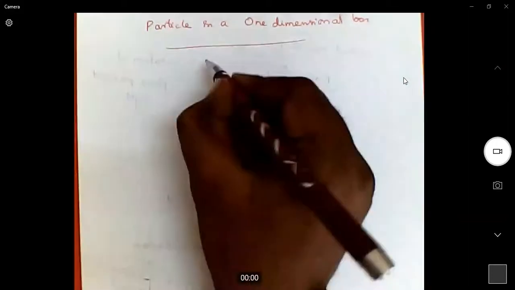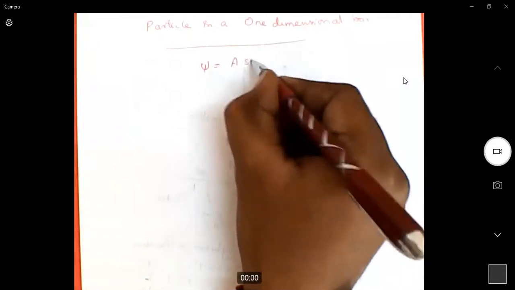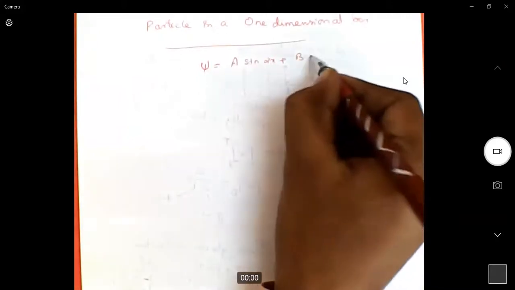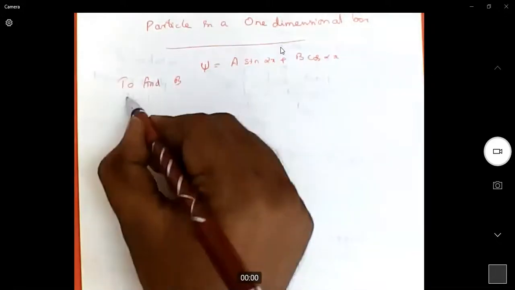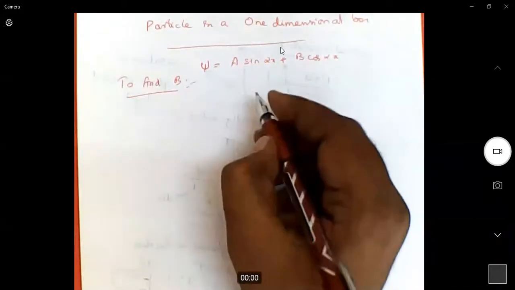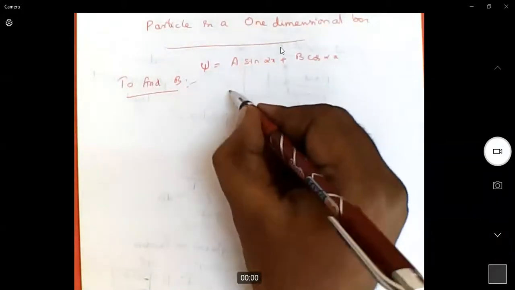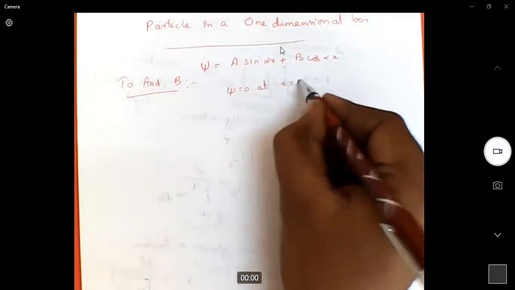So we have arrived at a general solution, psi = A sin αx + B cos αx, for the Schrodinger wave equation. To solve this equation, we have identified the value of B. For getting B, what did we substitute? We substituted psi is equal to 0 at x is equal to 0 in this equation.